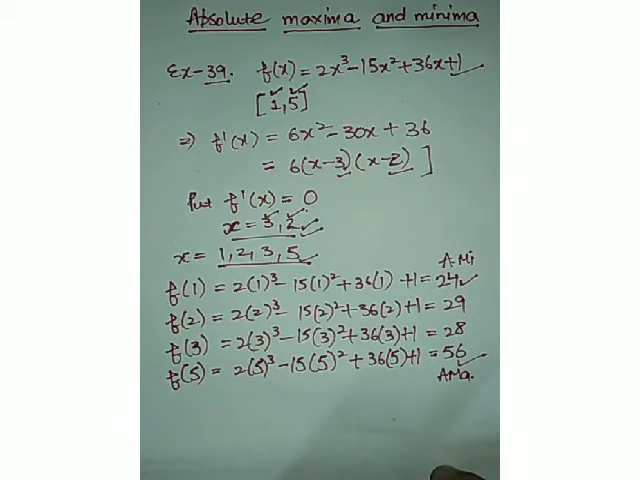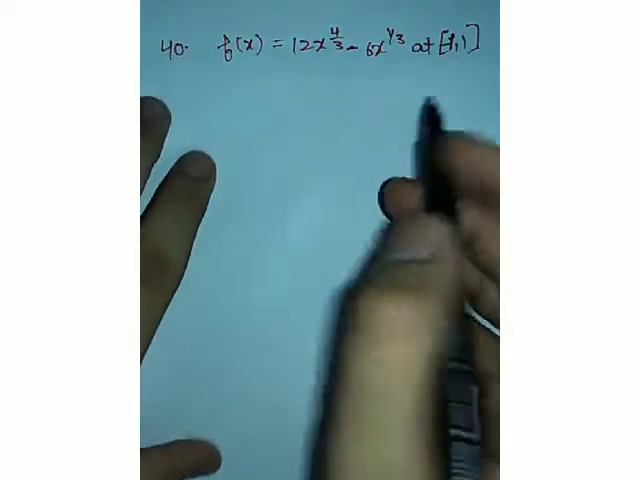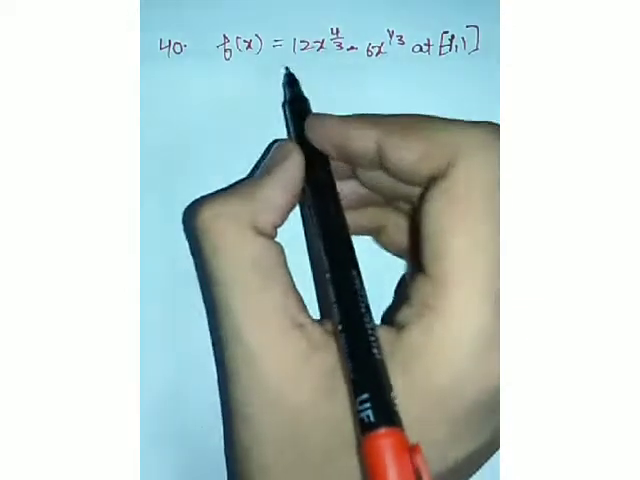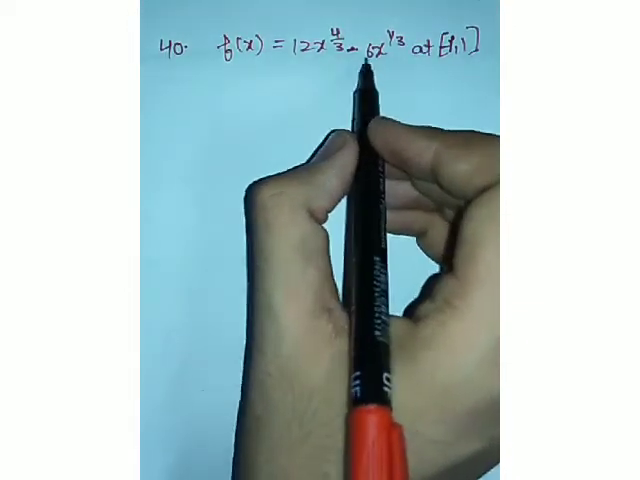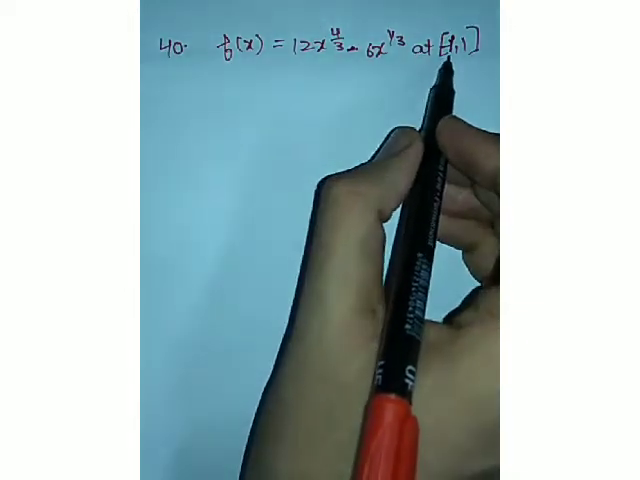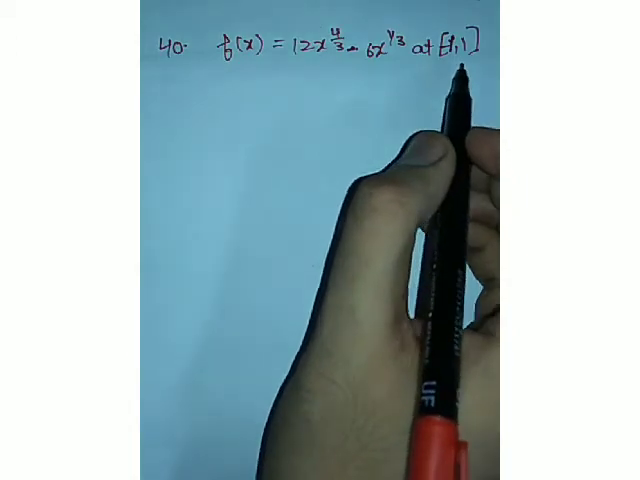Now I will make this concept more clear by using one more example. So let's do that as well. This is our next example. The function given is 12x raised to power 4 by 3 minus 6x raised to power 1 by 3, and the interval is minus 1 and 1.